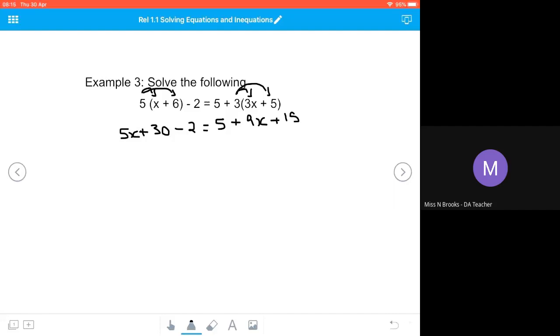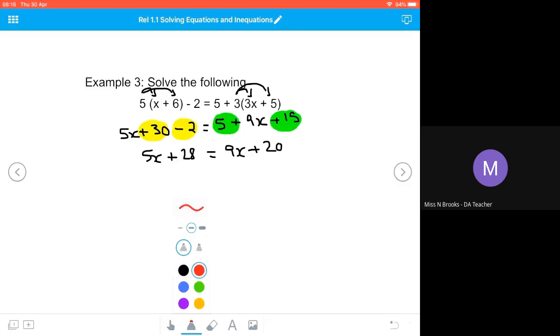Now we need to collect our like terms together. So we've got a plus 30 and a minus 2 to collect on the left-hand side, and we've got a 5 and a 15 on the right-hand side. So we're going to end up with 5x + 28 equals, and we're going to bring the 9x first, plus 20. Now we need to collect our numbers on the right-hand side. So we're going to do the inverse of add 28. So that's take away 28. And so we're left with 5x = 9x - 8.